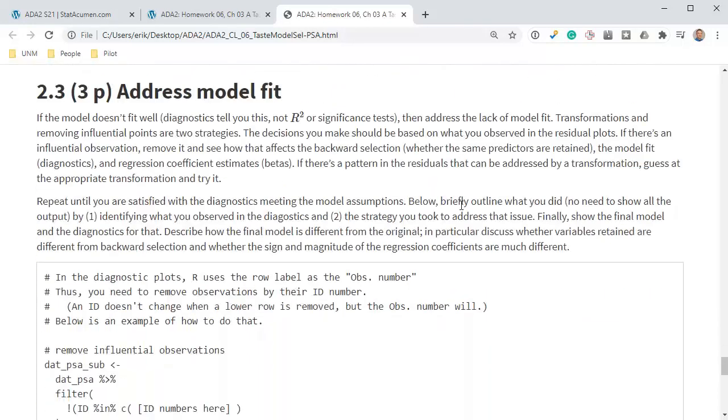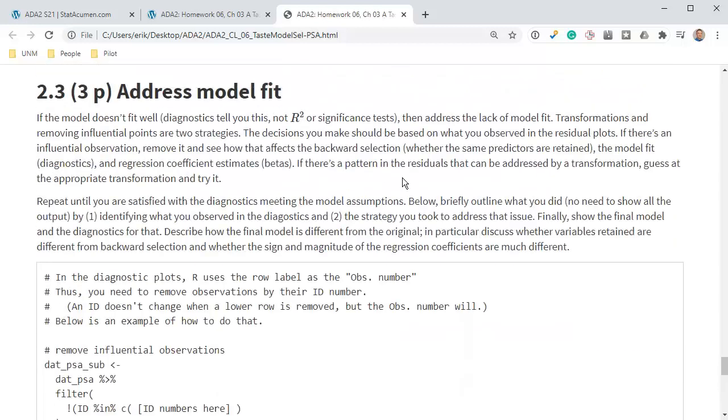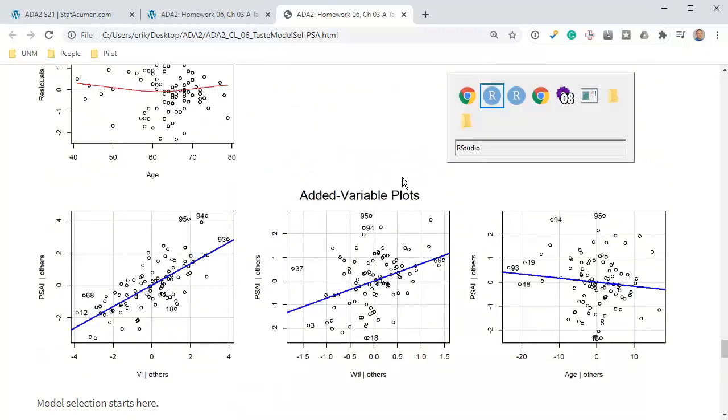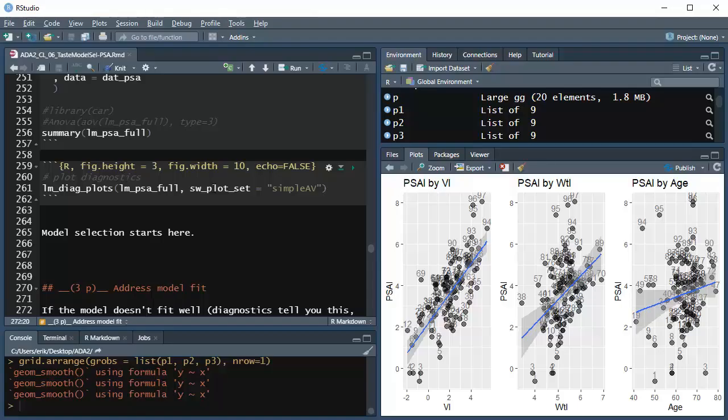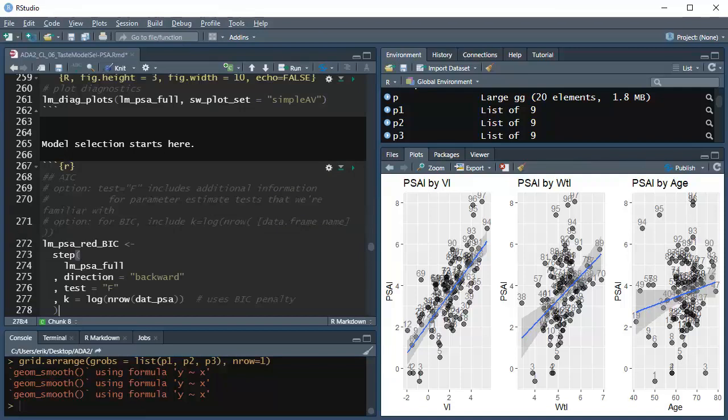All right, address model fit. So go ahead and read this, but basically things are looking pretty good. I think it's time to do backward selection. So what we would do here now, model selection starts here, so it's time to write some code. Okay, so if you go to a previous assignment, you can grab the code for the model selection, and it will look like this.